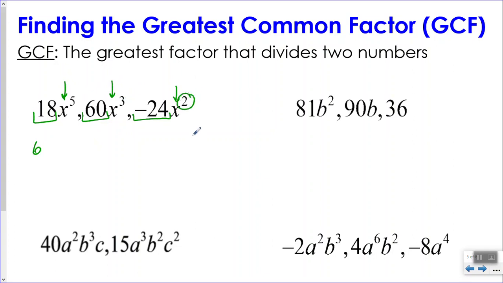So the largest power of x that I can pull out of all three is going to be x squared. So when you're finding the GCF, you're actually going to look for the smallest exponent attached to any one variable.